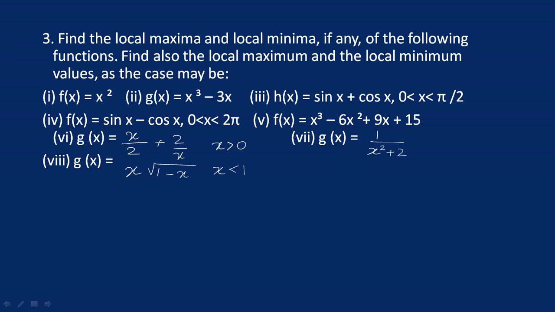Next, seventh question: g of x is equal to 1 by x square plus 2. So, we have given g of x is equal to 1 by x square plus 2. Then, what is g dash of x? That is d by dx of 1 by x square plus 2.